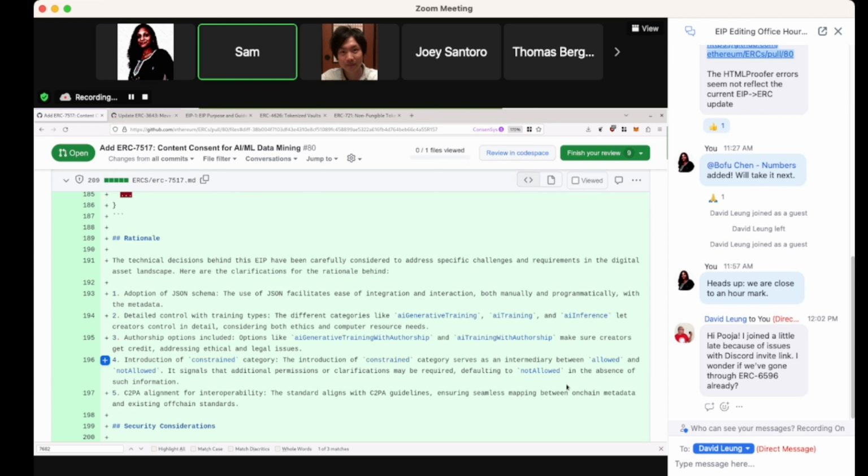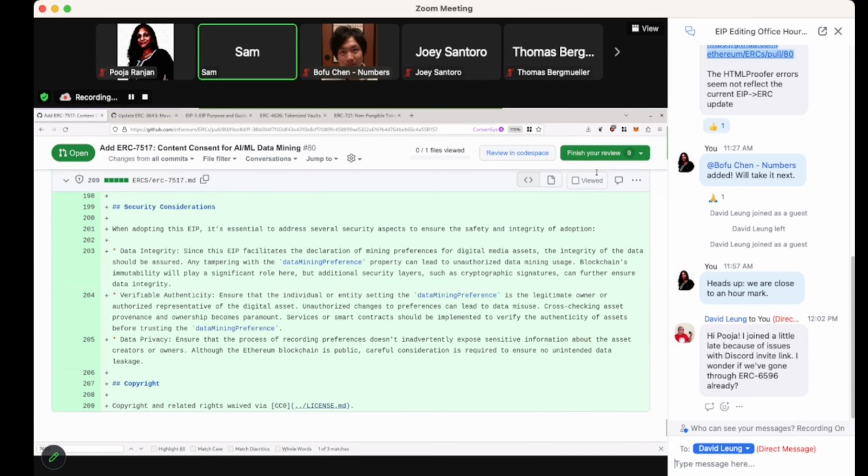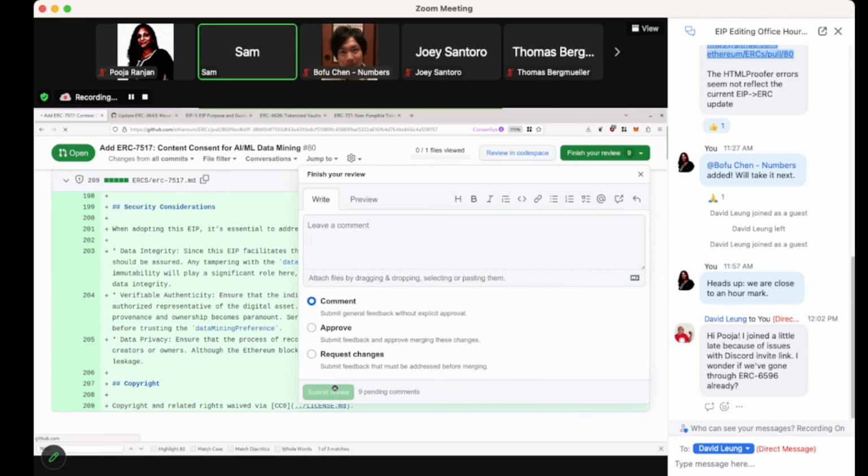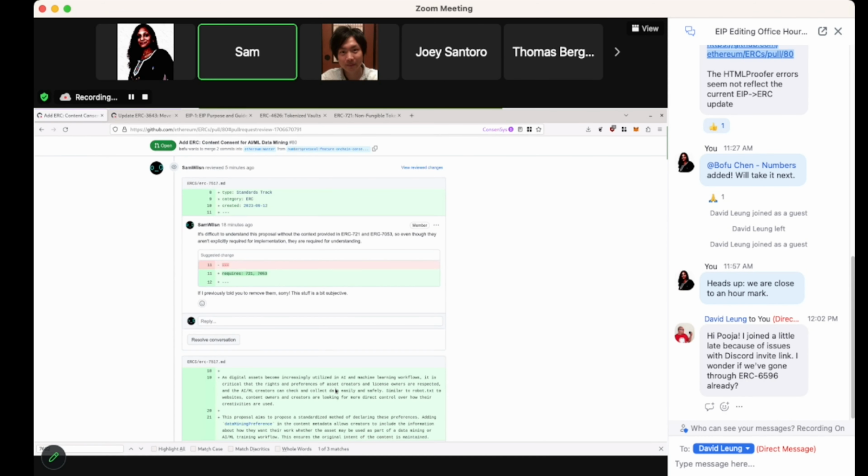Okay. Good. Rationale. Good. Yep. Good. Security considerations. Yeah, that looks great. Okay. Yeah, and feel free to give me a ping on Discord or Twitter, wherever I am, and I can take another look at it when you're ready. Yeah, awesome. Okay. Thank you so much.